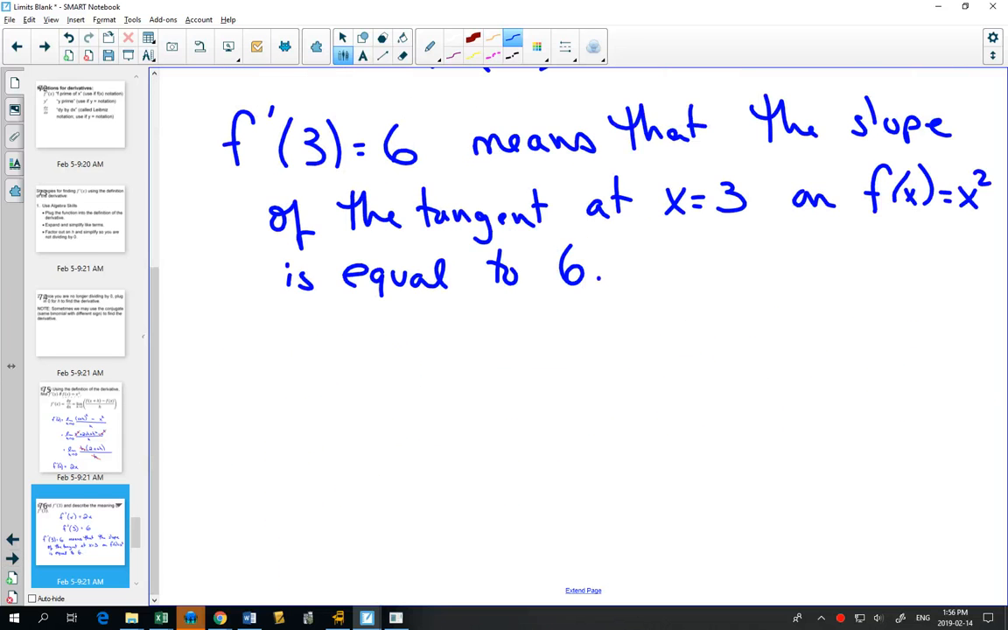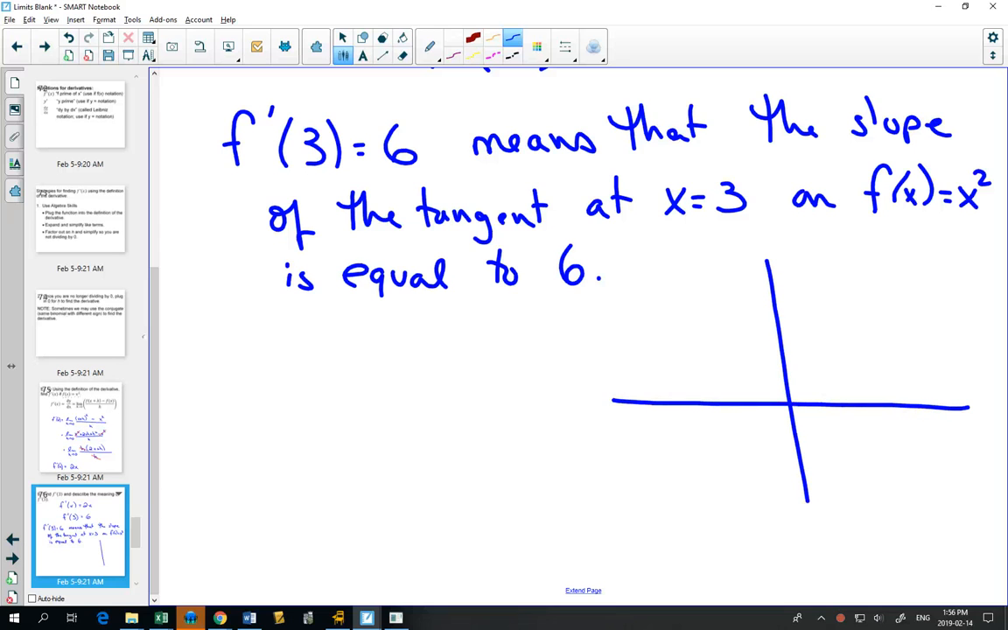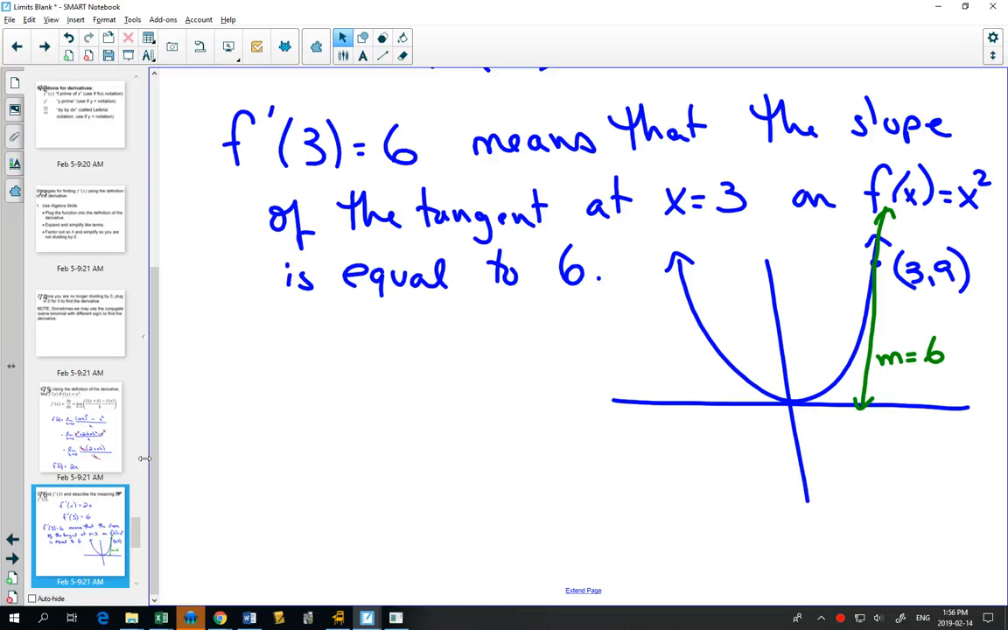If I would draw a picture of my original parabola, I have the point 3, 9. If I drew a tangent at that point, the slope of that tangent line is equal to 6. So what the derivative does, when you find the derivative function in general, is it creates an equation to calculate any slope anywhere. We could figure out the slope was 6 at 3, 9 just by plugging in 3 into the equation.